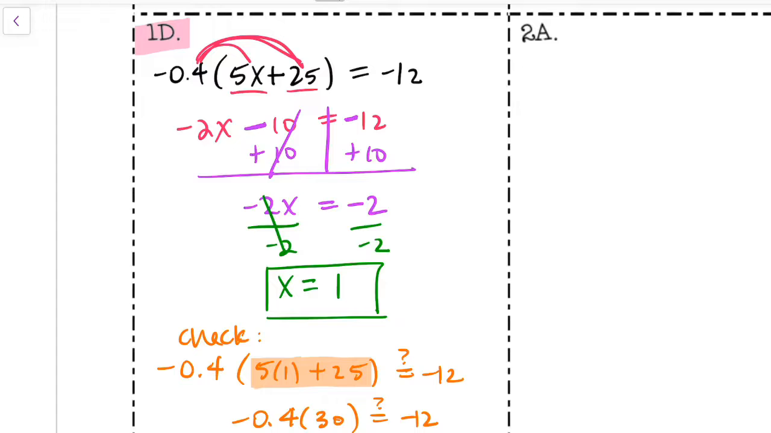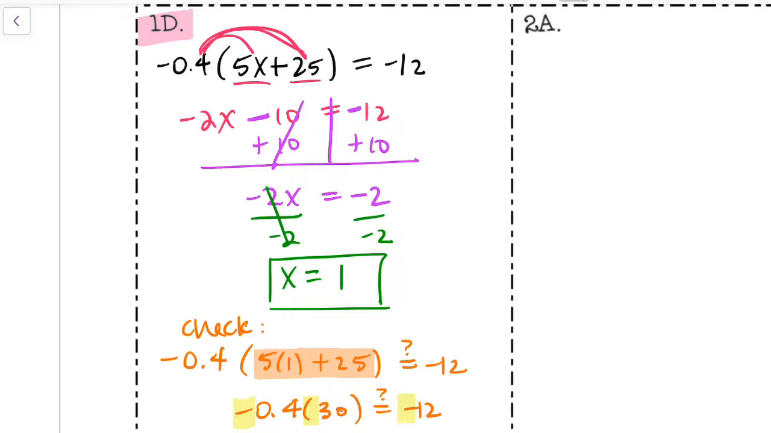Okay, and hopefully you have checked that. First of all, we've got a negative times a positive, so that better equal a negative. That checks out. And you'll find that that does, in fact, give us negative 12. So our final answer for station number 1, problem D, is 1.